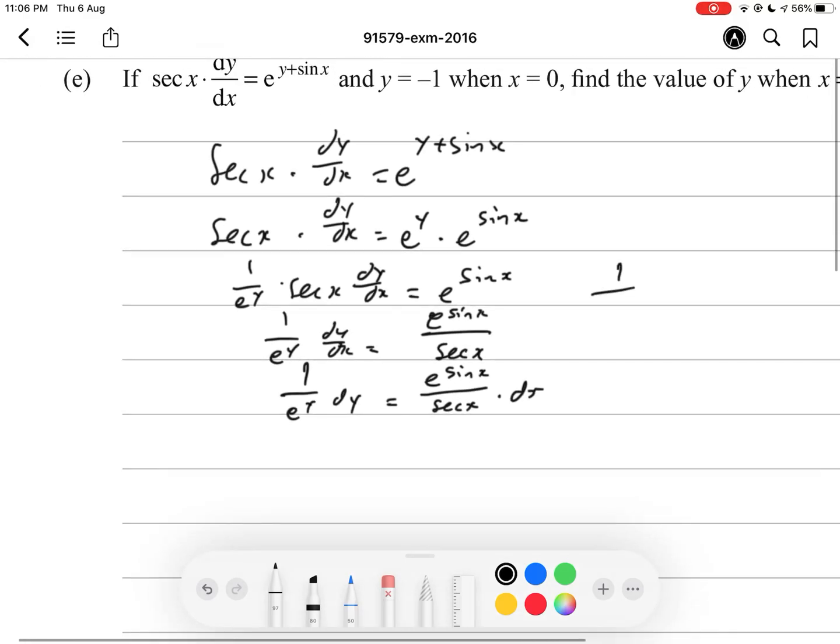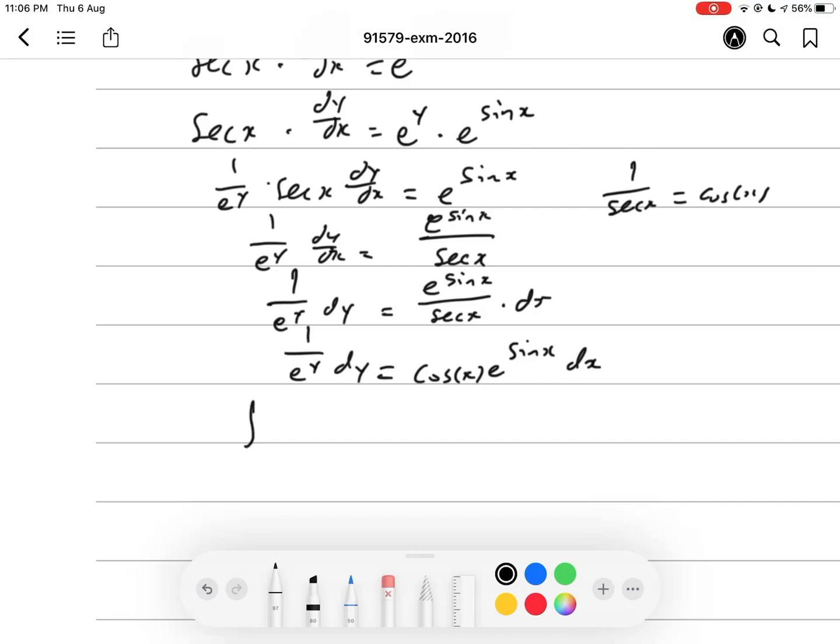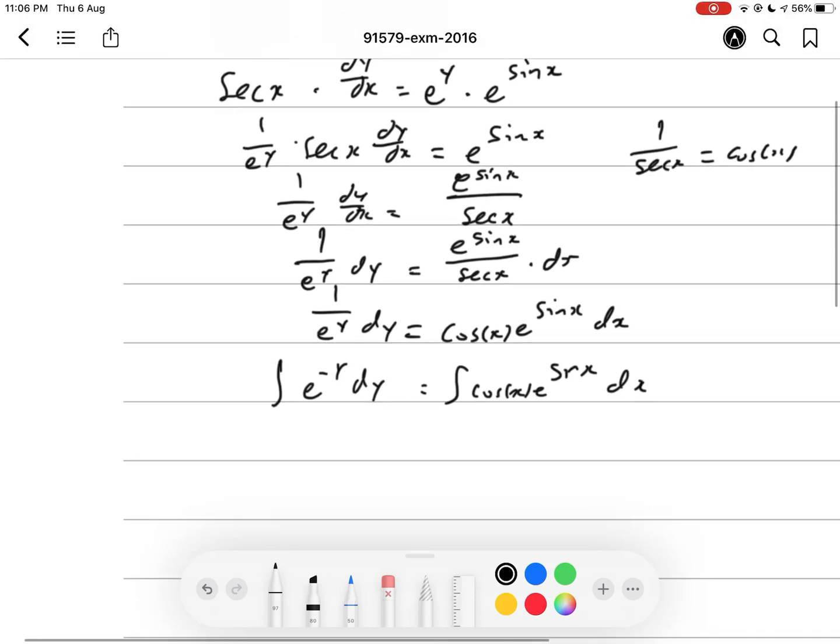So we know that 1 over secant x equals cos of x. So this can be rewritten as 1 over e to the power of y dy equals cos of x e to the power of sine x dx. Right, so now we're going to integrate on both sides. So e to the power of negative y dy equals the integral of cos of x e to the power of sine x dx.